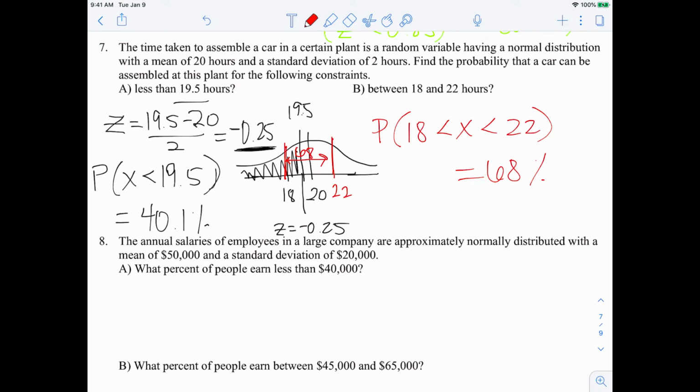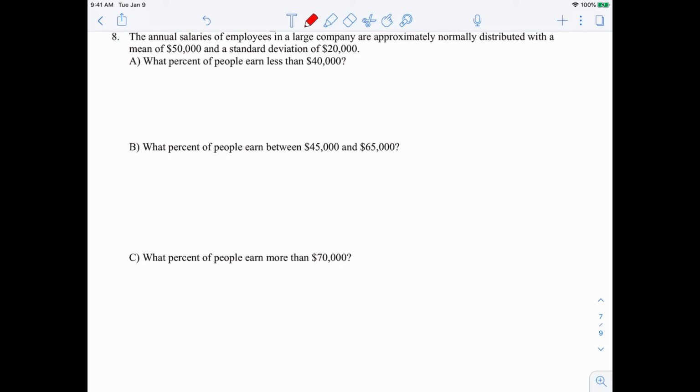So in that case, we do still get to use the empirical rule, which again is nice because then we don't have to use the calculator or the table. Okay, last problem. Number 8 says the annual salaries of employees in a large company are approximately normally distributed with a mean of 50,000 and a standard deviation of 20,000.